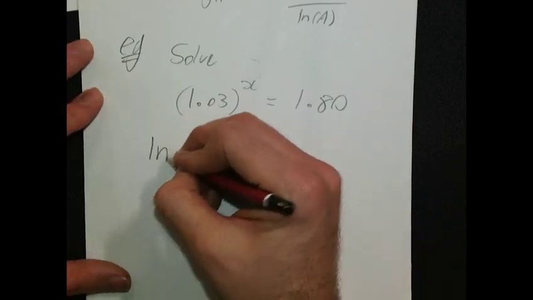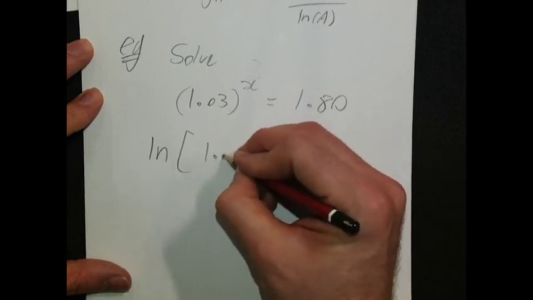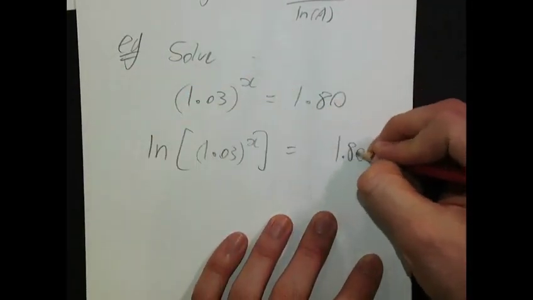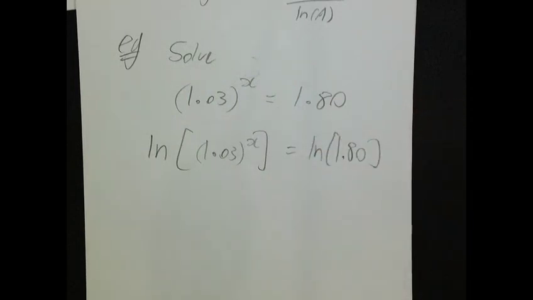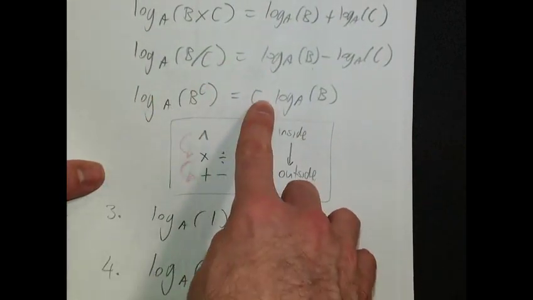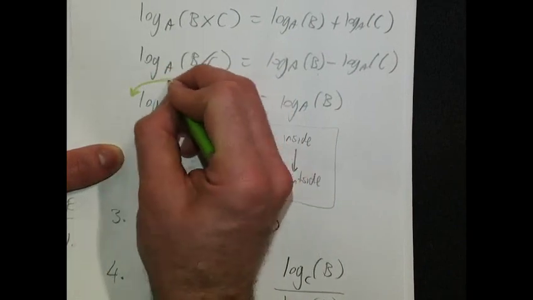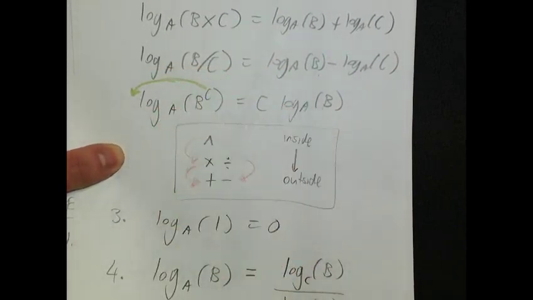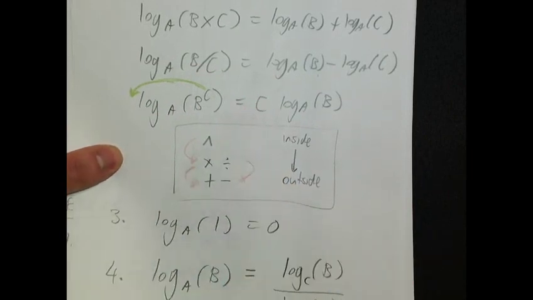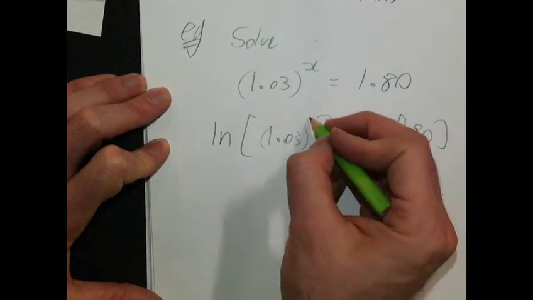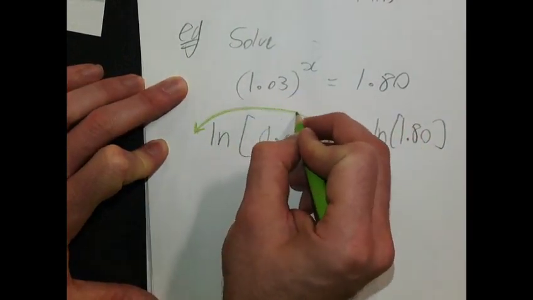So I can now say, let's do ln on everything here. So I'll take the 1.03 to the x, and I'll take the 1.80, and I'll do ln to both of them. And one of the algebra rules of logs was that powers come down out of the log. So I actually have in my head an imagination that this comes down here. Like that. Powers come down out of the log. So the C came out the front. So that is the most useful law of logs. Powers come down out of the log, which means that this x can come down out of the log, because ln is a log.